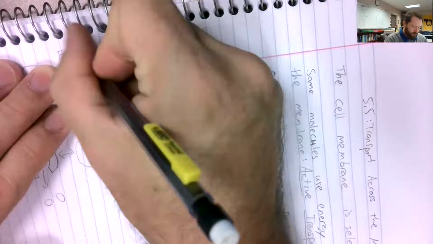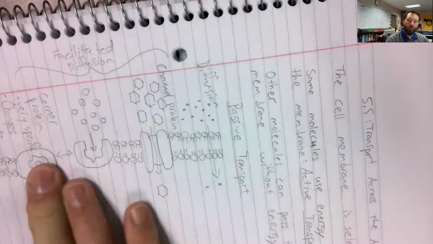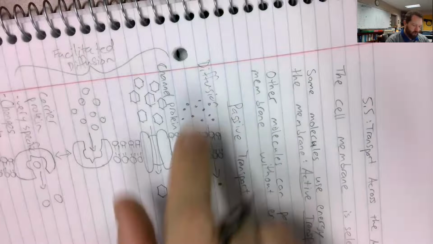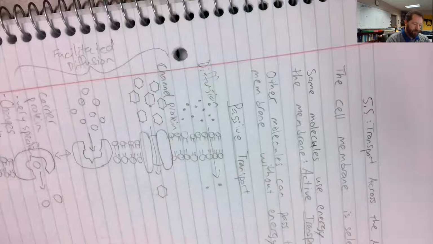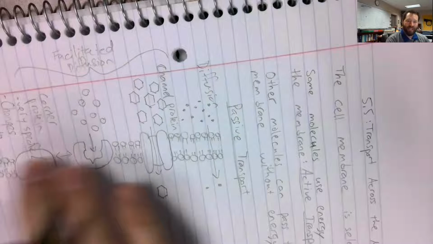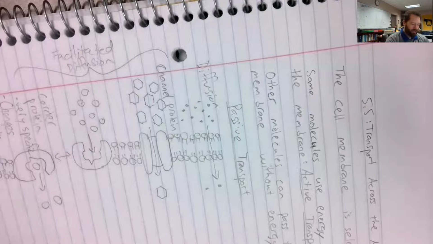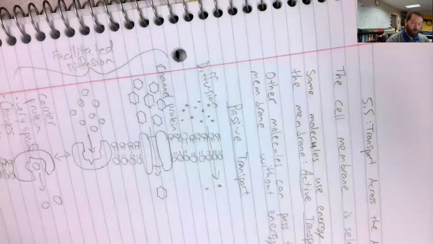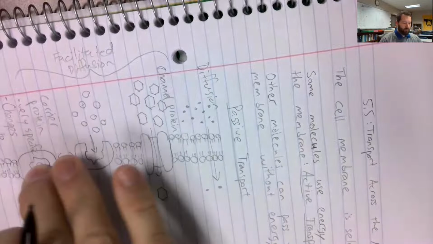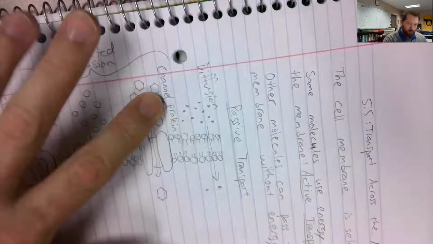Facilitated diffusion. Regular old diffusion passes right through the membrane from a high concentration to a low concentration. Proteins helping molecules get through the membrane is known as facilitated diffusion. Facilitate means to help. So facilitated diffusion means these particles are going through, but they're getting a little help from a protein, whether it's a carrier protein or a channel protein.